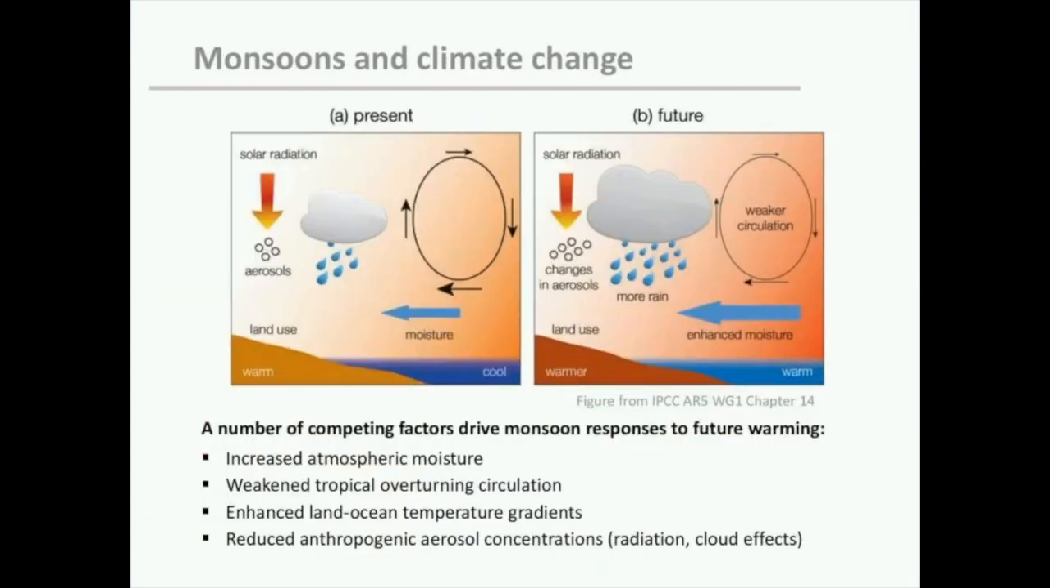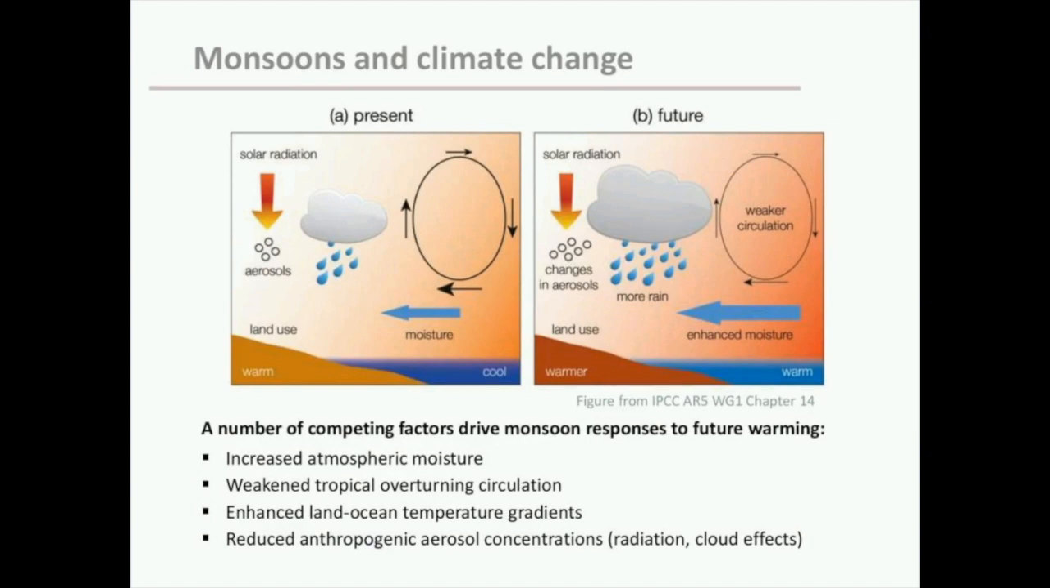How would the monsoon system be affected by climate change? Well, this is quite a nice graphic from the recent IPCC report, which summarises the present day and the future drivers, if you like, of the monsoon. So a monsoon is driven by contrast between land and ocean, and the onshore flow, and the feedbacks with deep convection. In a warmer world, we'd expect to have an increase in atmospheric moisture, so potentially more rainfall, but there's actually a weakening of that tropical overturning circulation.